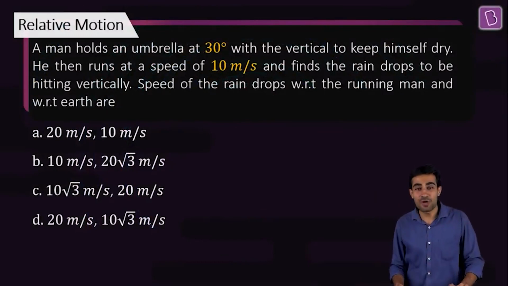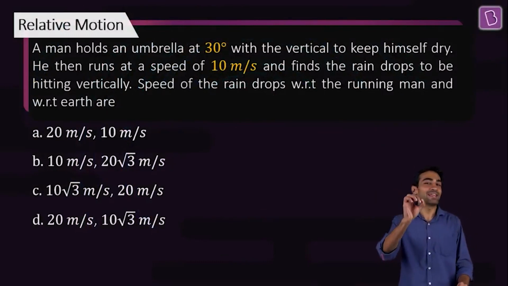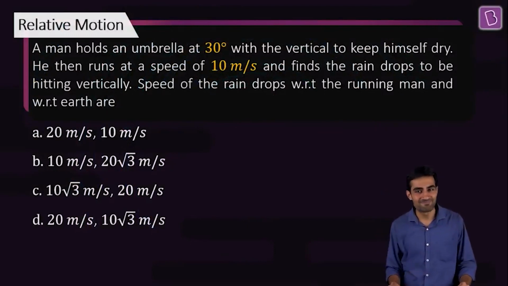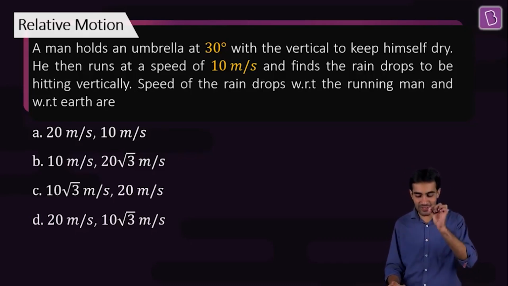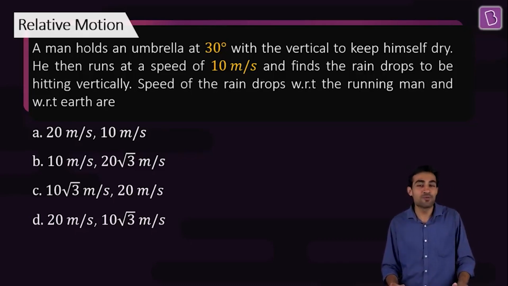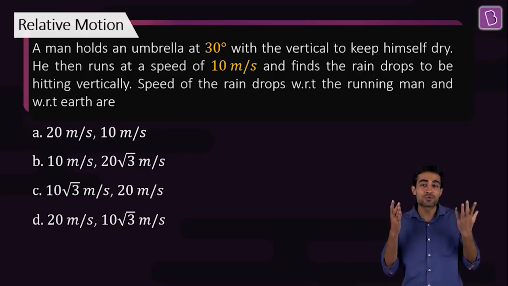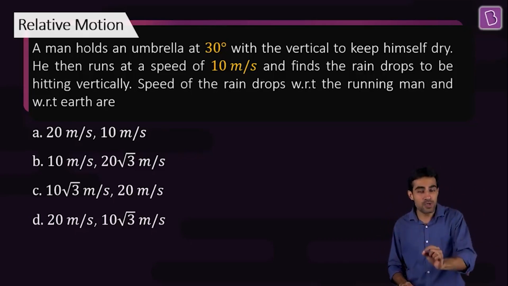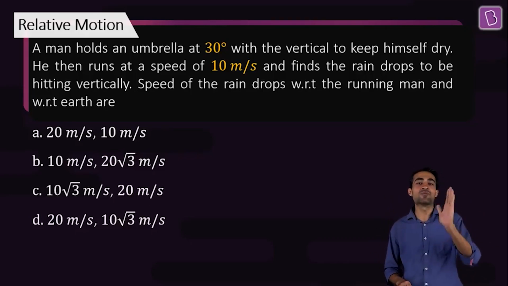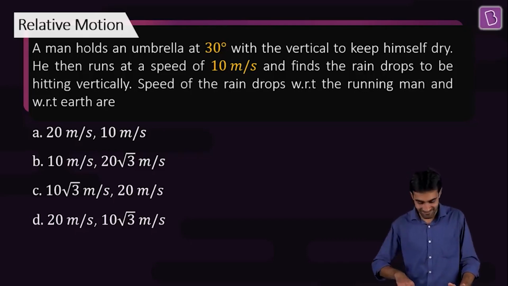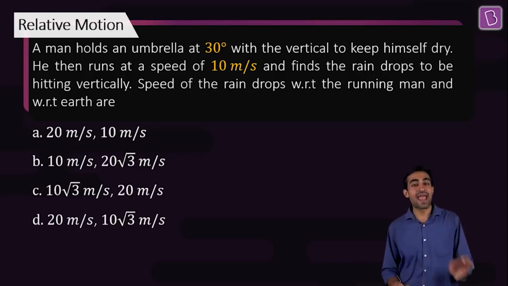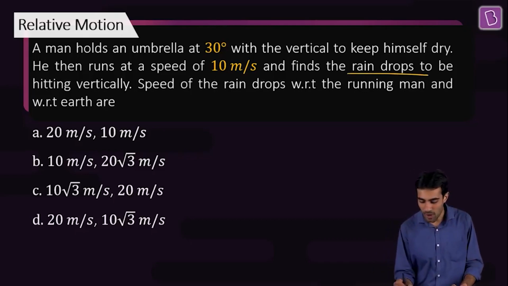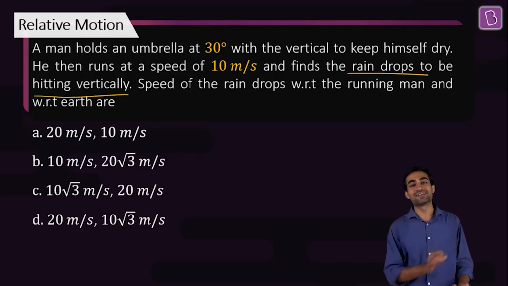Let's have a look at a question based on relative motion. This is a Rain Man problem. A man holds an umbrella at 30 degrees with the vertical to keep himself dry. Nobody wants to get wet, so he wants to keep himself dry, and he's holding the umbrella at 30 degrees with the vertical. Fine? Okay. Then he runs at the speed of 10 meters per second and finds that the raindrops are hitting vertically.